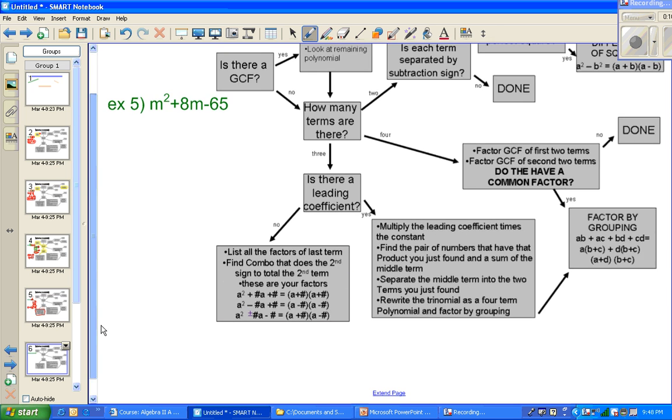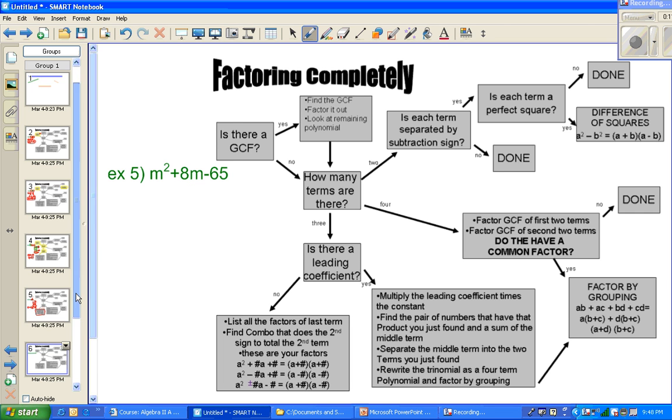Alright, so now what we're going to do is look at this one right here, where we have m squared plus 8m minus 65. Is there a GCF? No. How many terms are there? 3. Is there a leading coefficient? No. So again, we're down here. So we're looking for all the factors of 65. 1 and 65. 2, 3, 4, 5. So we have 5 and 13.